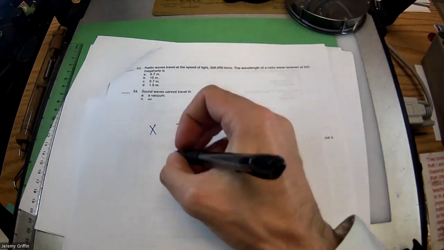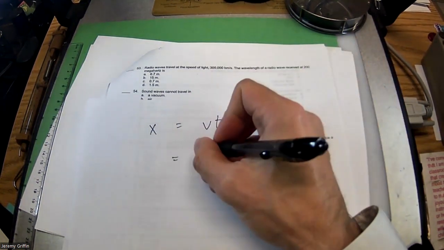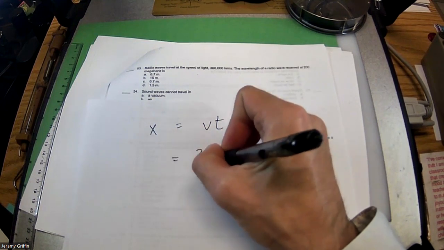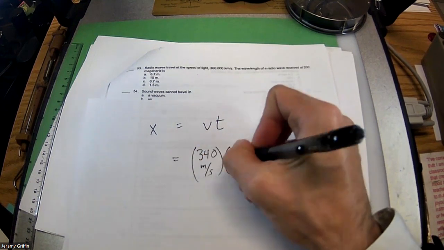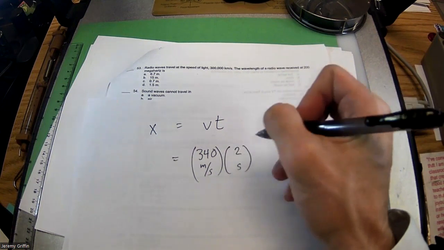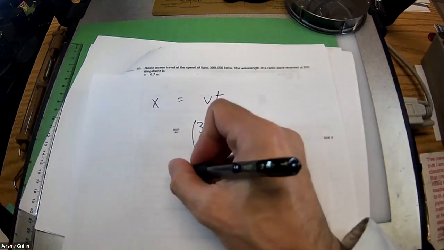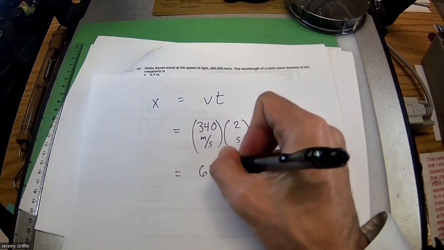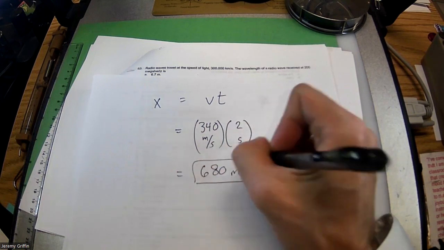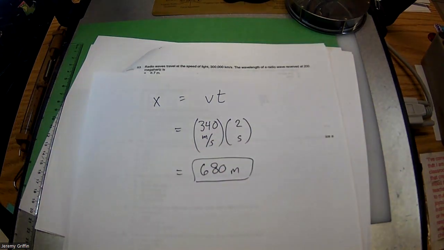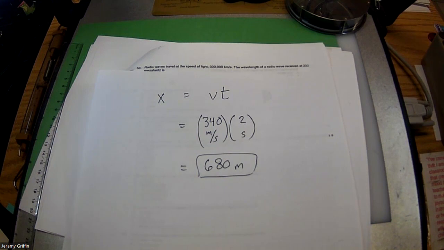Okay. And so now we're going to take 340 meters per second for the speed of sound. We're going to say we notice a 2-second delay between seeing the lightning and hearing the thunder. Exactly. 680 meters away. You guys see that?